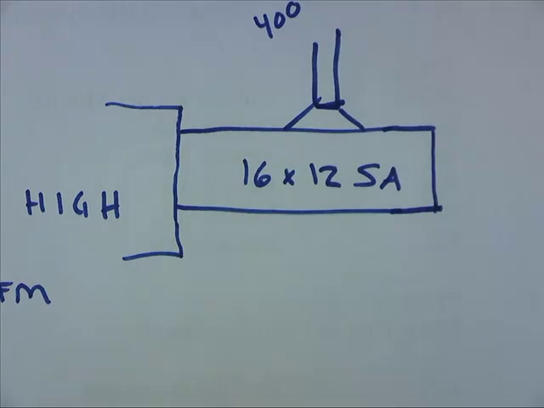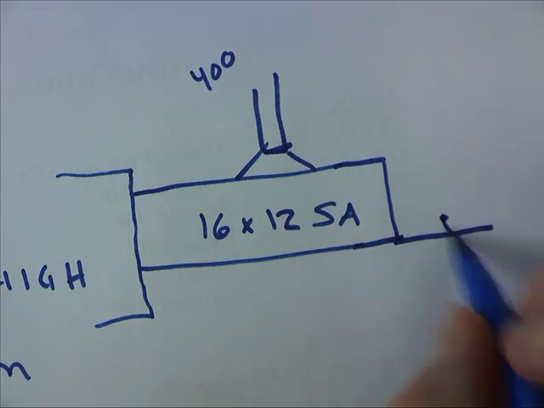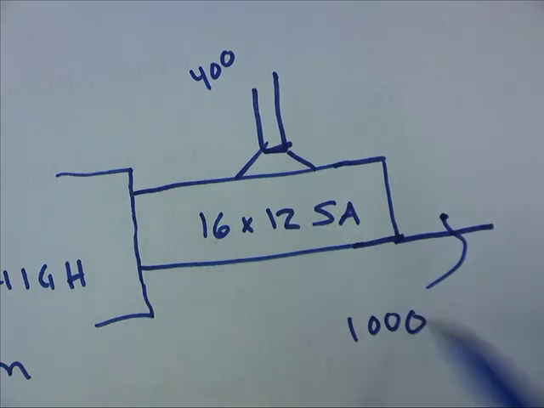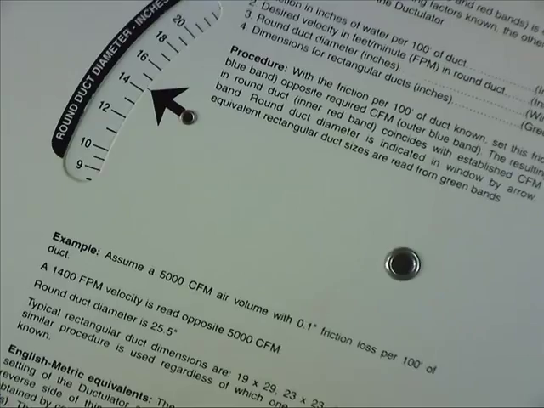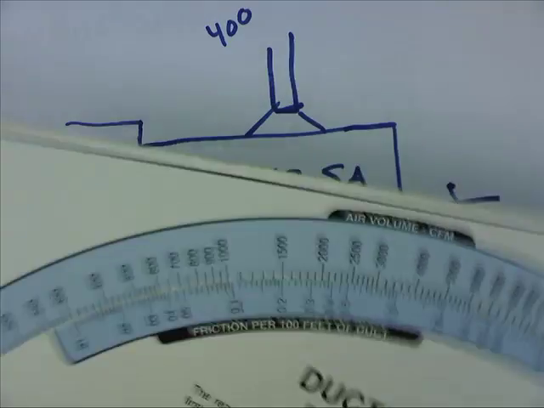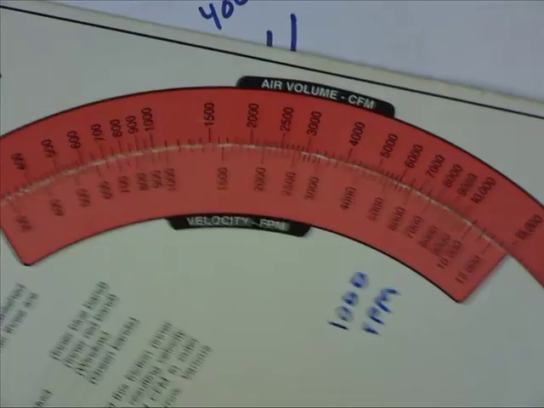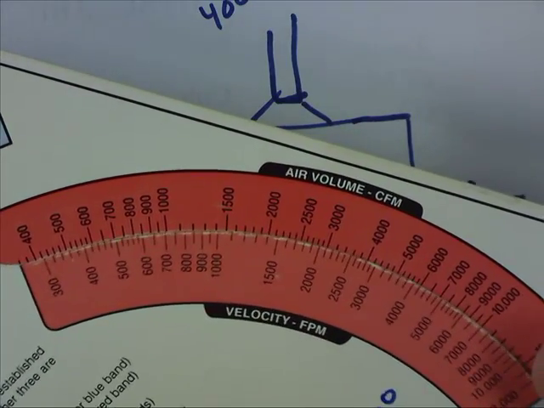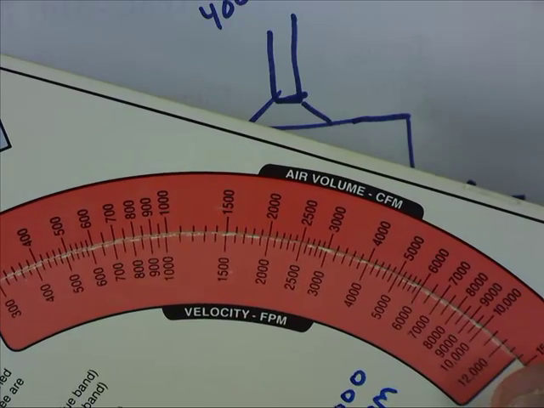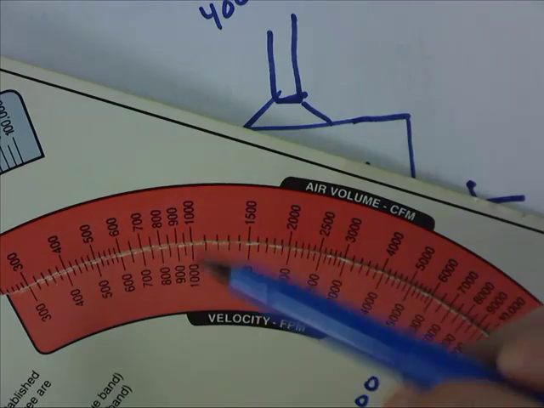So I'm going to go back to my ductilator, and I'm going to use the pink side this time. I'm going to line my 1,000 up with 1,000. I'm going to hold it right there. You can see that 1,000 is lined up with 1,000. I'm going to bring it over here, and my starting point's going to be a little bit different this time, because I know that I'm going to keep my height the same at 12 inches.